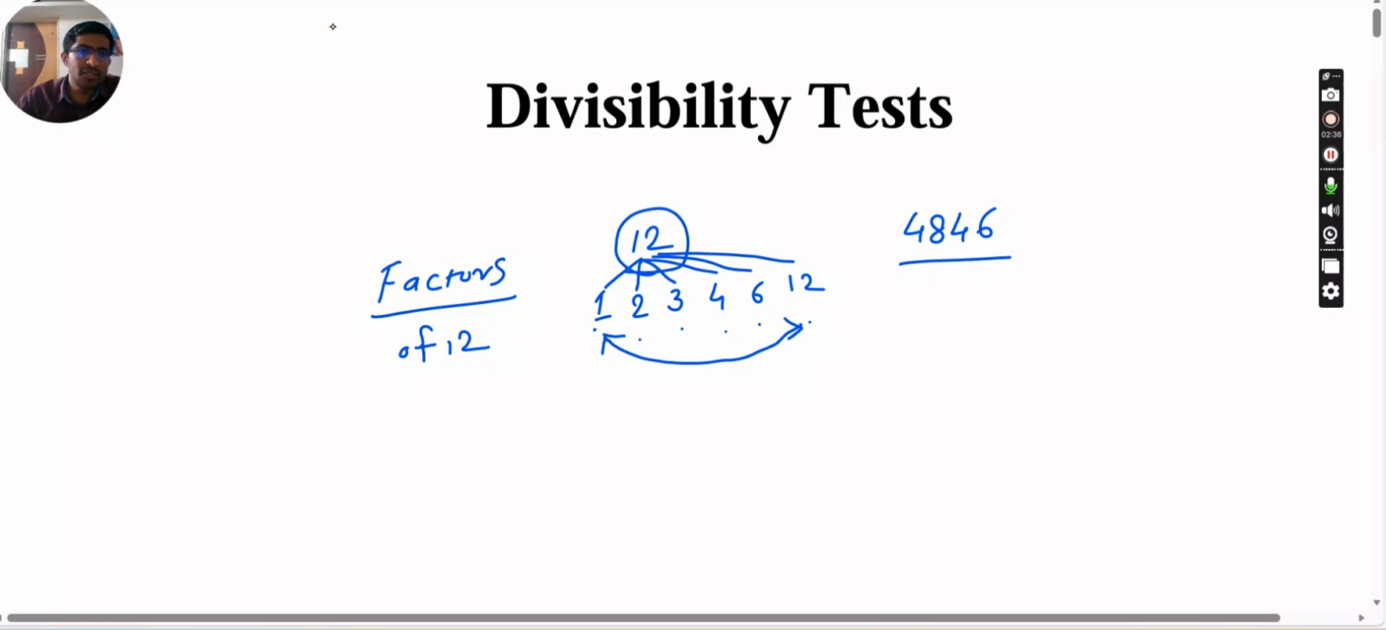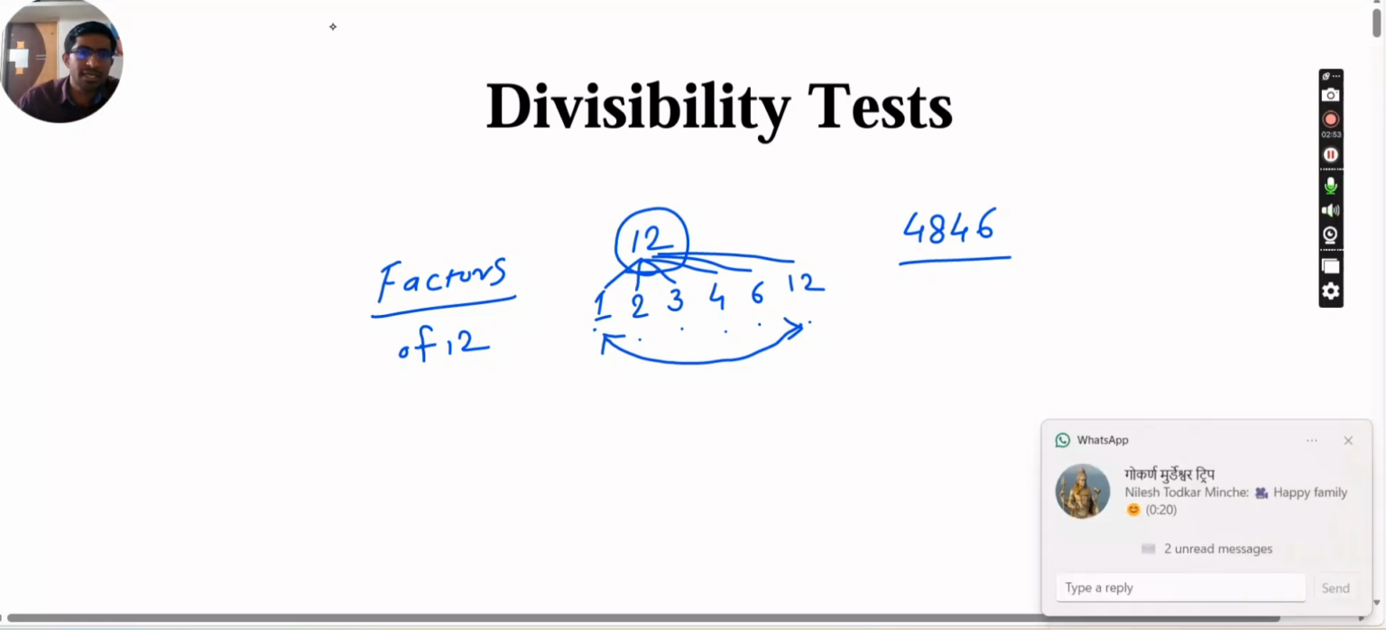So let's go and learn about the divisibility tests. We are going to learn about all the numbers' divisibility tests. We are starting from 2 because we know that 1 is neither a prime number nor a composite number. So it is not required to learn the divisibility test of 1. So we are starting with 2, sorry.